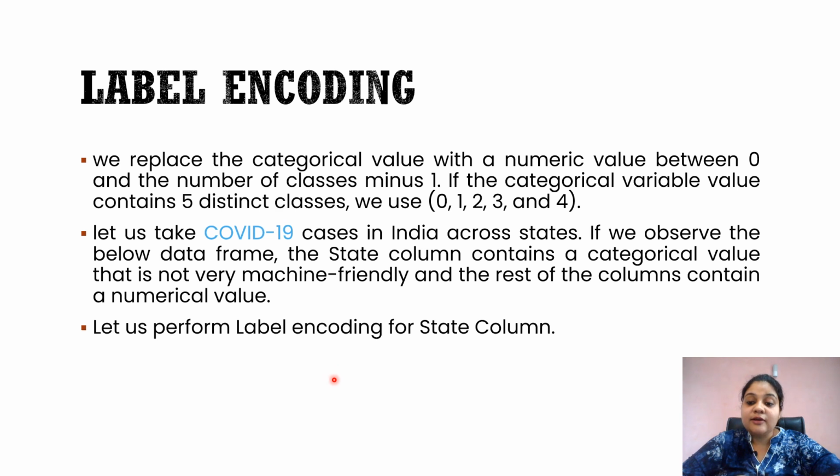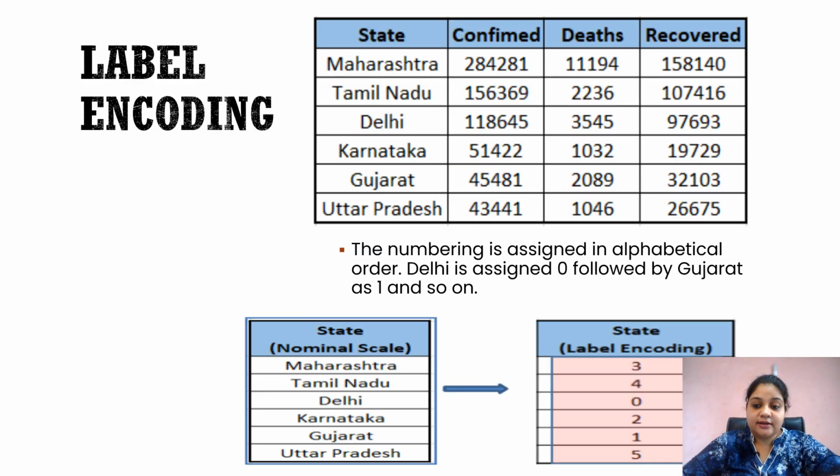In COVID-19, we have 6, 7 or 10 states in which the number of cases across India were too much. So, we have an arbitrary data set of six states, that is Maharashtra, Tamil Nadu, Delhi, Karnataka, Gujarat, and Uttar Pradesh. Now, if I want to predict the number of cases on these states, I cannot apply linear regression or a support vector machine or any other machine learning algorithm as it is a categorical variable. Therefore, I need to convert this categorical variable into numerical value or the continuous value. For this, I will use label encoding.